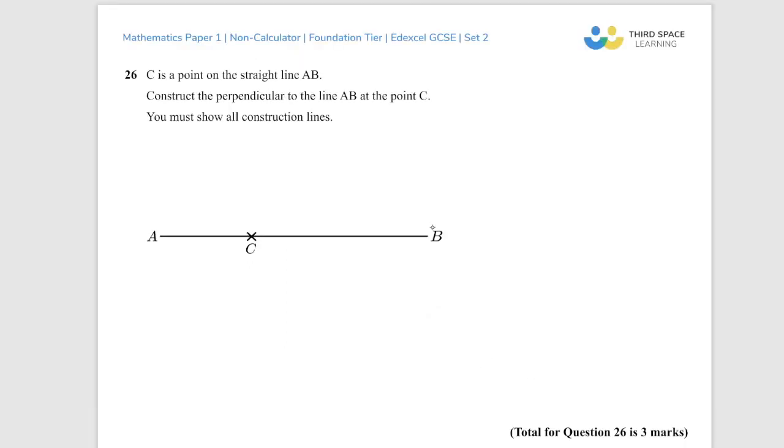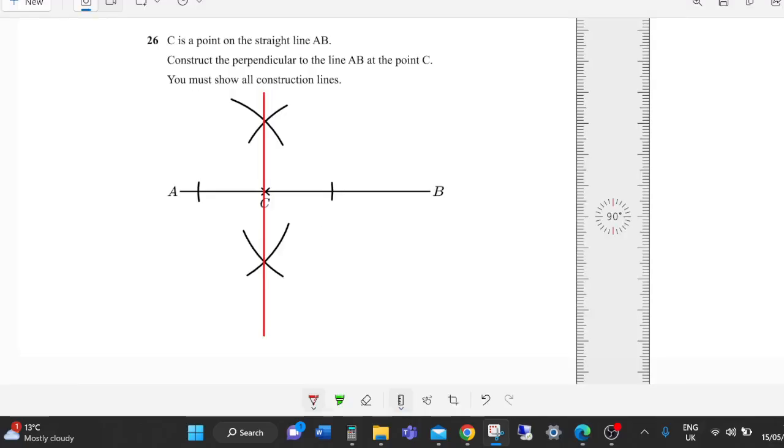So in effect what I did was I arced here and arced here, and then from here the compass arms are the same, I arc above and below the line, and then I do the same from this point, arc above and below, and then I join up the arc lines, and then that should create a 90-degree angle. So you can kind of see how I did it on my background here. That's my accurate version, and then that's my freehand version.